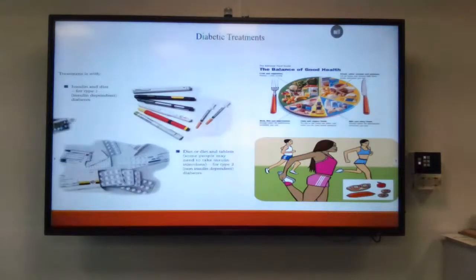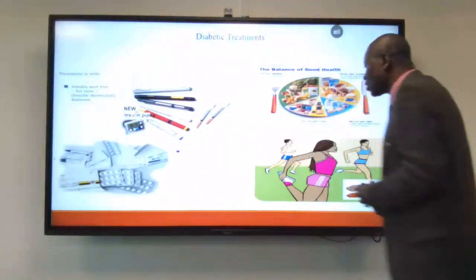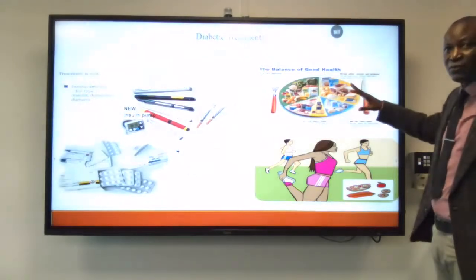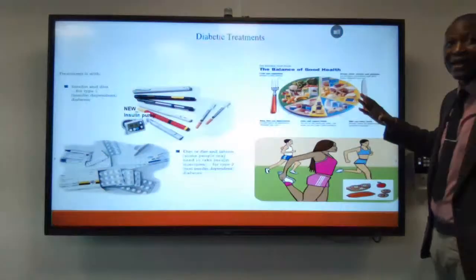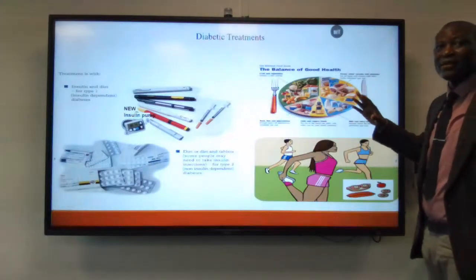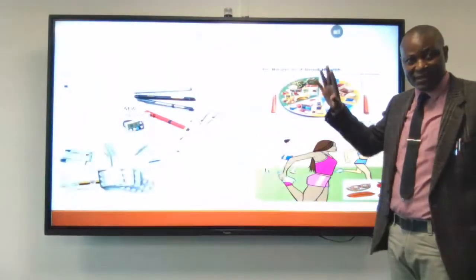Okay, in terms of treatment, the common treatments are these. One is, when it comes to type 2 and even type 1, this will be helpful. We all need a balanced diet. That will comprise protein, carbohydrates, fat, water, minerals, salt, and vitamins, everything.